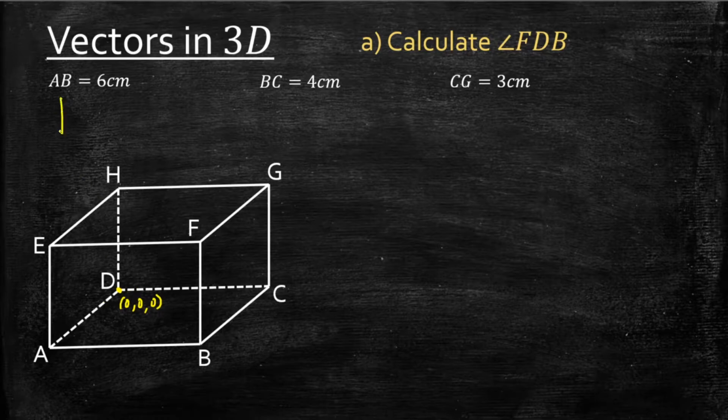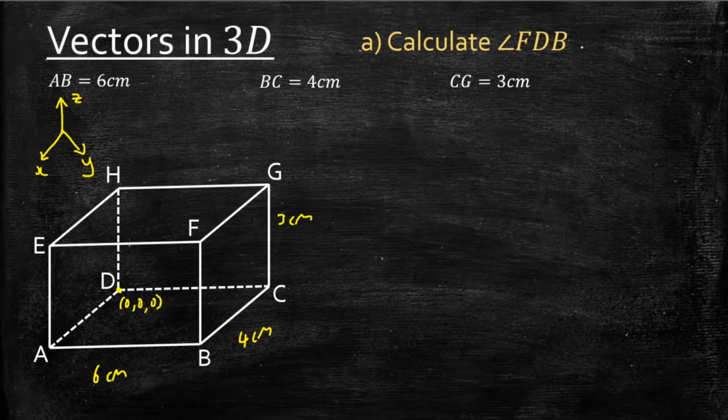What I'm going to do is give us a little bit of a map to follow, and going up and down is going to be Z. If we go in this direction, we'll call that X, and if we go in this direction, we'll call it Y. Now, we know that AB is 6 centimeters, BC is 4 centimeters, and CG is 3 centimeters. We can use these lengths to help us figure out what the coordinates of A, B, C, D, E, F, G should be relative to each other.